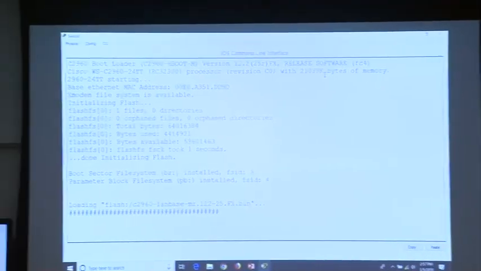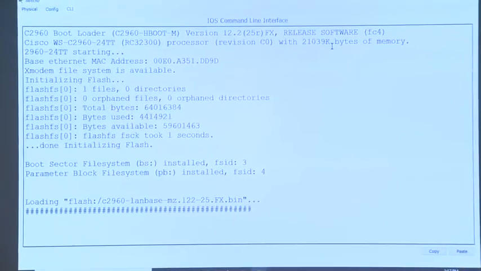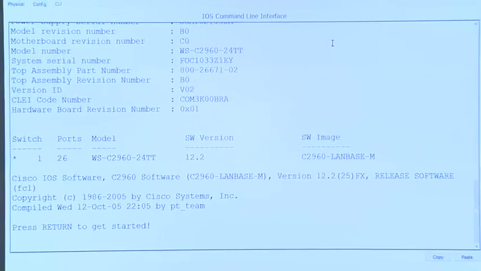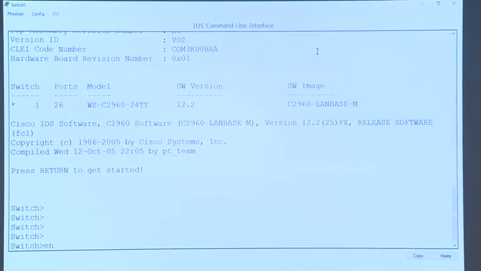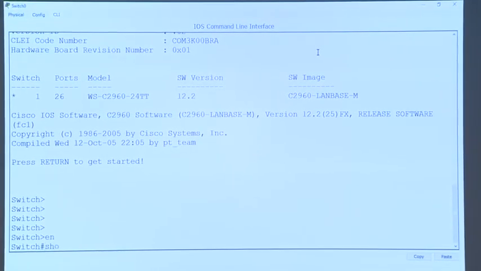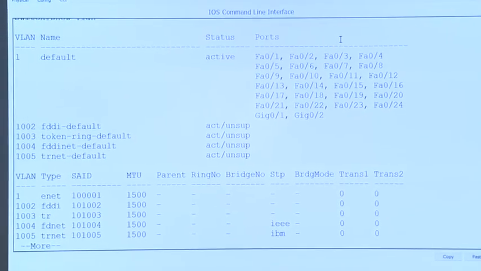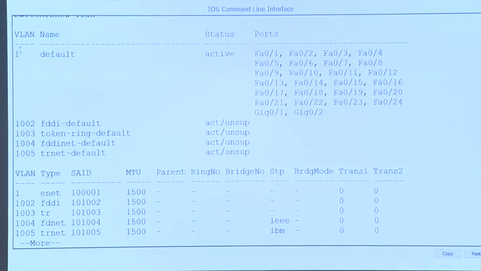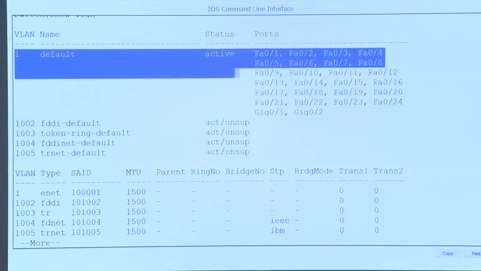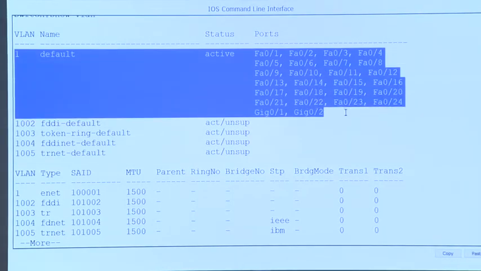Now on the switch, we had talked about the fact that every single port by default on the switch is part of VLAN 1. So I can show you this right here. Here's VLAN 1, and here are all the ports. So every single port from FA0/1 all the way up to FA0/24 and my 2 gigabit ports, those are the 26 ports I've got on my switch. Every single one of these is part of VLAN 1.